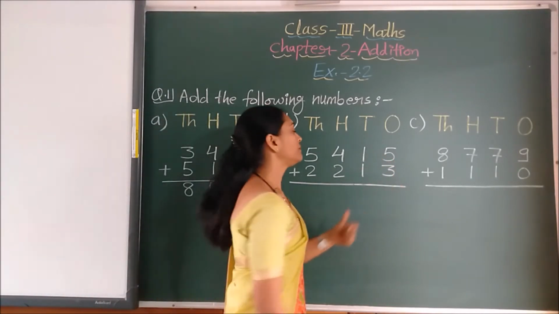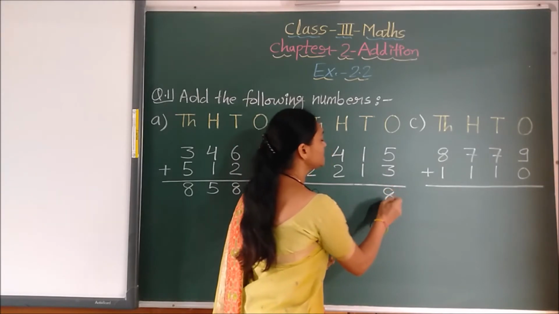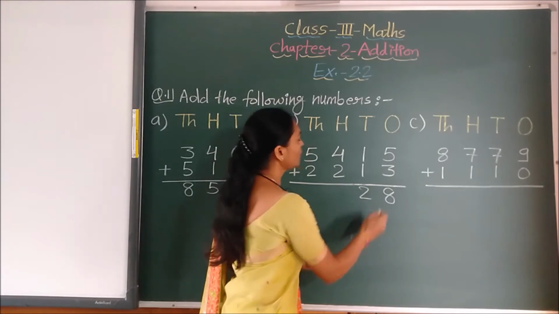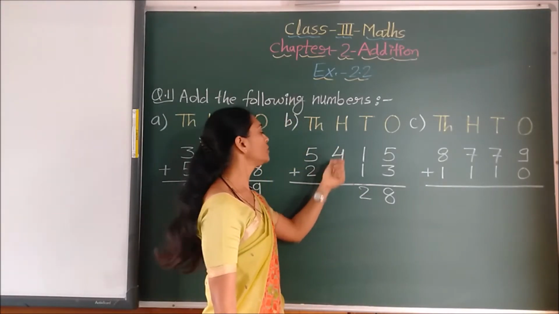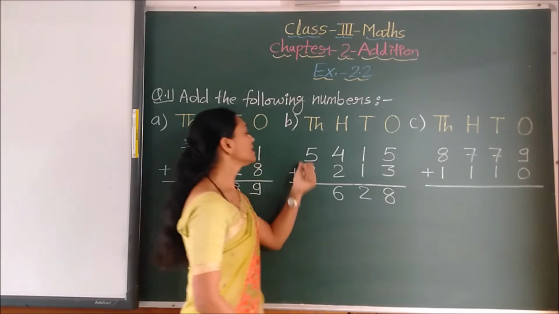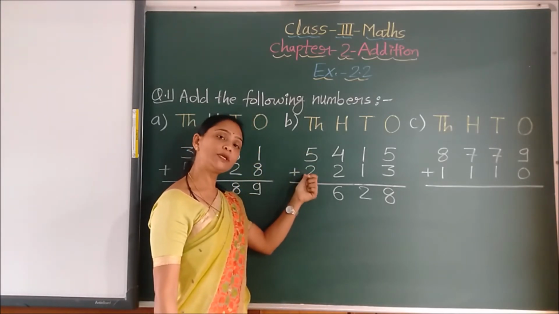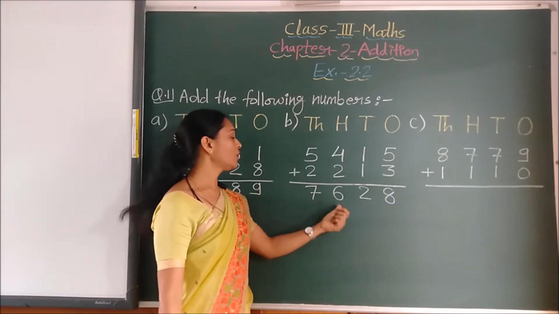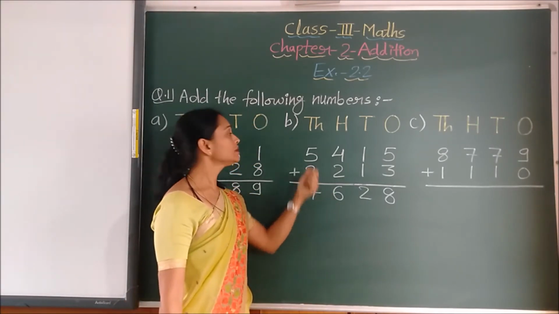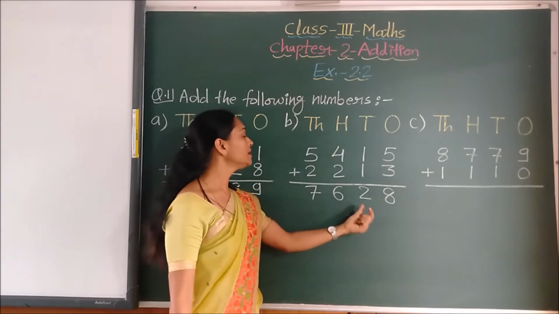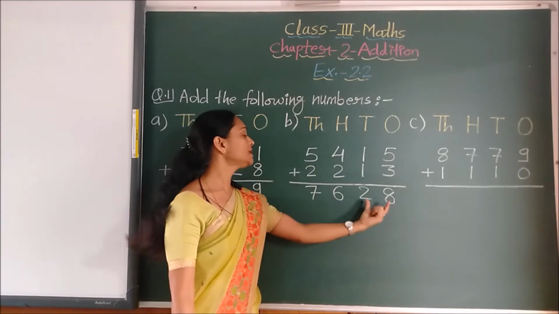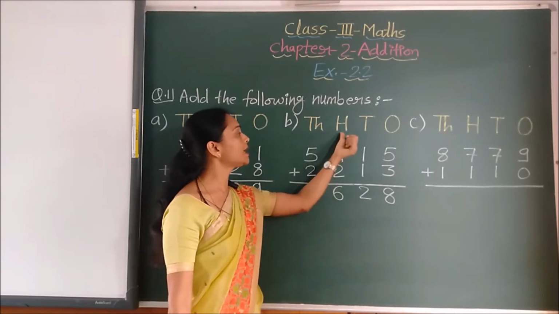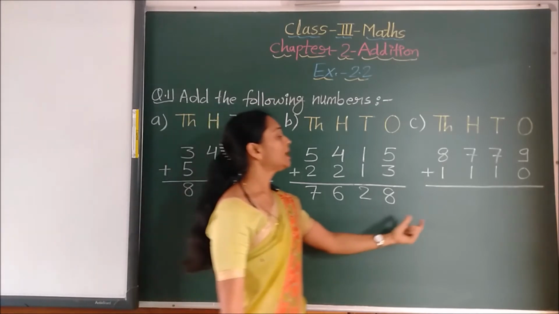5 plus 3, how much it is? 8. Then 1 plus 1, how much children? 1 plus 1, 2. And then 4 plus 2, it is 6. And 5 plus 2, it is 7. So we have to write here 7. So this way we got this number. See, 7,628. See, these two digits we have to read together. 7,628. Now we will see this one.